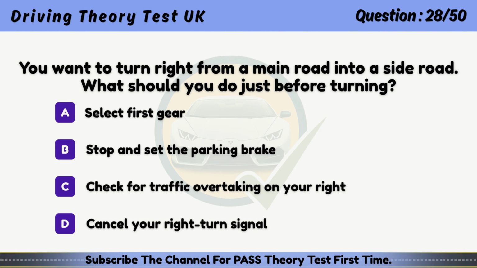Question 28. You want to turn right from a main road into a side road. What should you do just before turning? Option A. Select first gear. B. Stop and set the parking brake. C. Check for traffic overtaking on your right. D. Cancel your right turn signal. Answer is C. Check for traffic overtaking on your right.